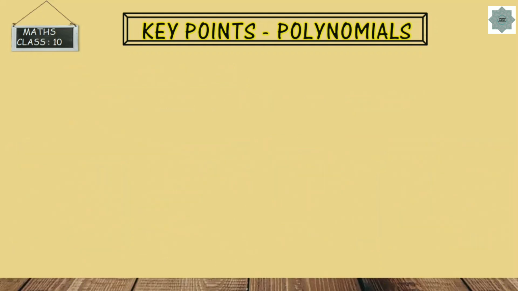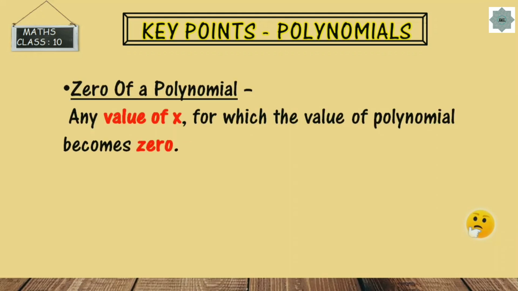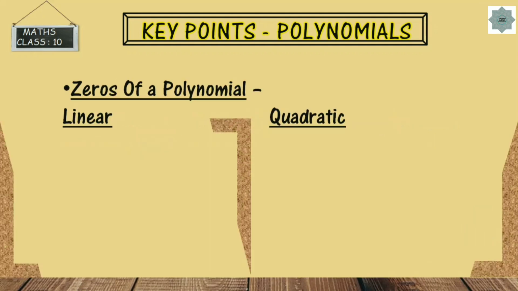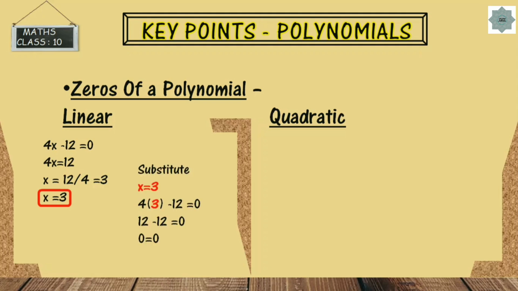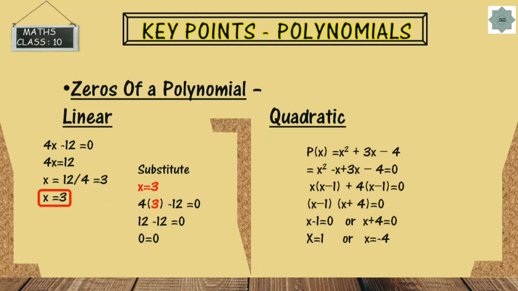Next concept is zero of a polynomial. The zero of the polynomial is any value of x for which the value of the polynomial becomes 0. Now to understand this, let's see some examples. After solving this polynomial, we get the value of x as 3. When we substitute 3 in the place of x, we will get the answer as 0. Similarly, for quadratic polynomial x square plus 3x minus 4, we got 1 and minus 4 as the zeros of the polynomial.